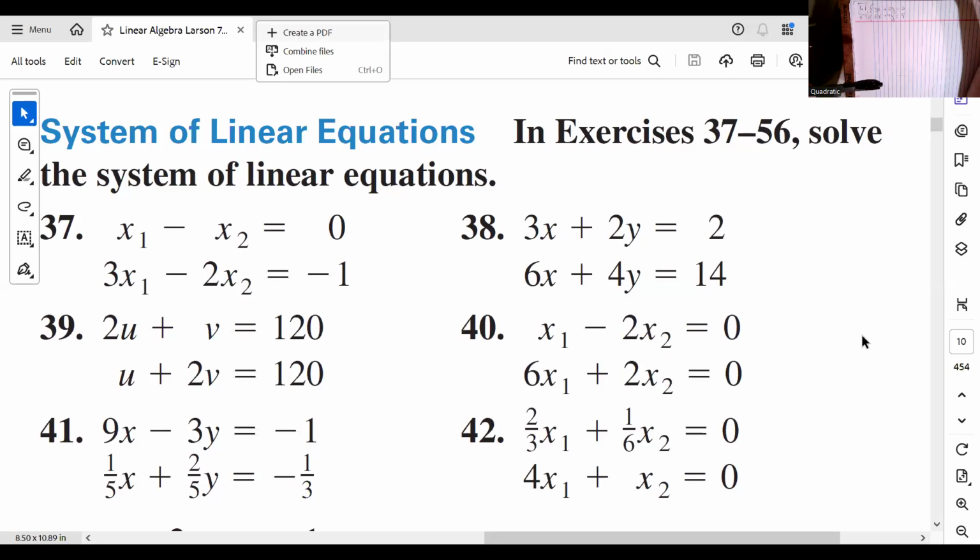So it's a list of systems of linear equations, and we're supposed to solve the system. That's basically the whole mandate here. So we're going to look at 38 and then 40 and then 42. So 38, this is the system. So let's stop the share. Let's just solve this here.